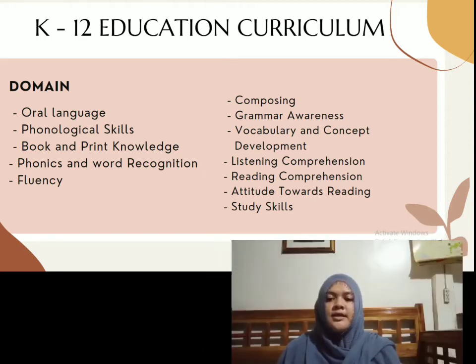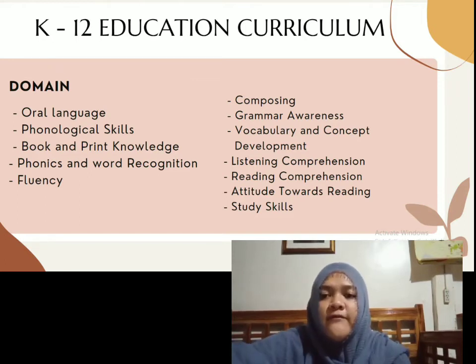The fifth domain is fluency. The learner demonstrates the ability to read grade 1 level text with sufficient accuracy, speed, and expression to support comprehension. The learner reads with sufficient speed, accuracy, and proper expression in reading grade level text.